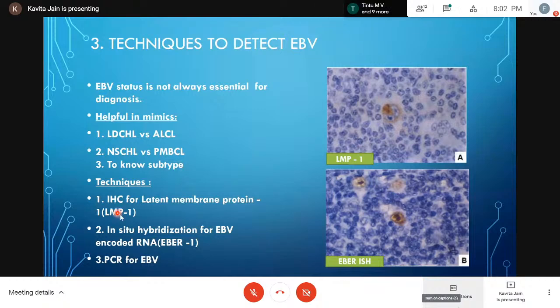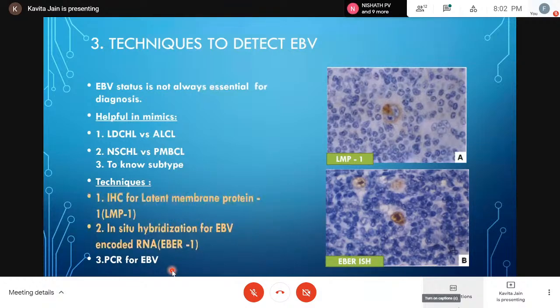For detection, IHC for latent membrane protein, that is LMP1. And when we put the IHC, we see a membranous staining of LMP1. And in situ hybridization for EBV encoded RNA, that is EBER ISH, which we commonly hear of, we see the nuclear staining. So this is the nuclear staining we have to look for. And of course, PCR can be done, but commonly these two techniques are routinely used.